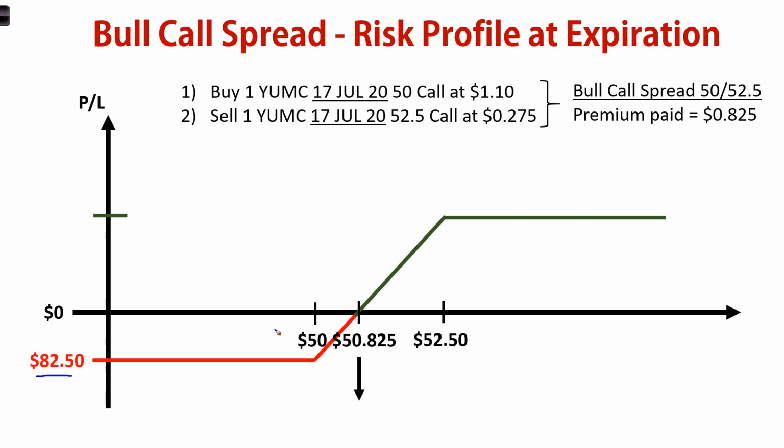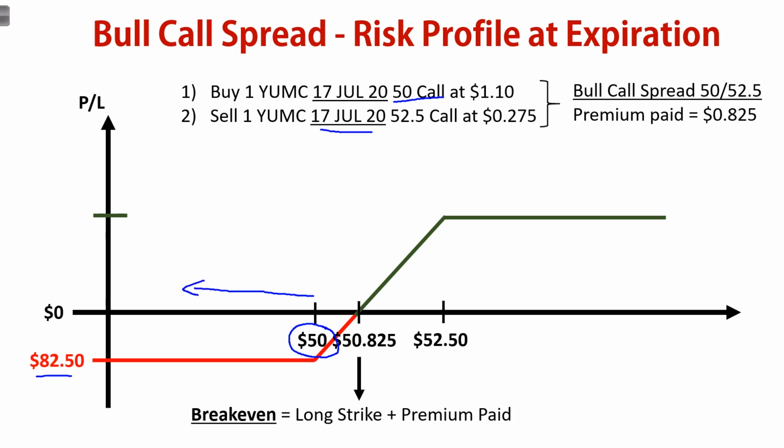And this occurs at our long strike by the time of expiration. So if Yum China stays at $50 or worse drops lower by 17 July, then we would have suffered the max loss. Our break even for the trade is basically the long strike plus the premium paid. So our long strike is $50 and our premium paid is 0.825. That gives us a break even price of 50.825.